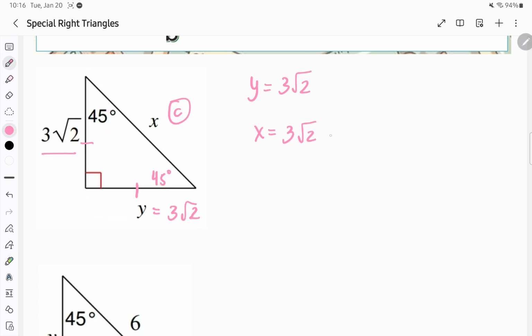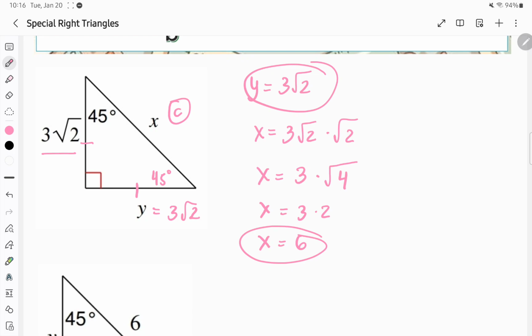So, in short, 3 square root of 2 times square root of 2. Now, tandaan, kapag nag-multiply tayo ng radicals, so may invisible 1 dito. So, 3 times 1 is 3. Then, square root of 2 times square root of 2 is square root of 4. Kasi, di ba, i-multiply mo lang yung nasa loob. So, 2 times 2 is 4. And then, square root of 4 ay 2. So, 3 times 2 is 6. Now, tandaan, ang kukunin lang natin ay positive value since ito ay measurement ng sides.